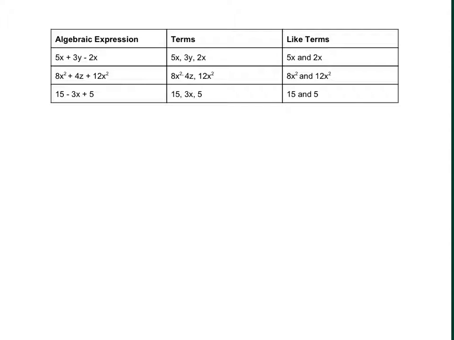or if it's 8x cubed, it could only be combined with another x cubed. Last example is 15 minus 3x plus 5. Our terms are 15, 3x, and 5. You notice we only have one variable and it's our 3x. So it's like, oh, Mrs. Twisdale, there's not anything that I can combine. Well, there is. In the definition on the previous slide, it said that the numerical terms or number terms are like terms. So 15 and 5, those are like terms because they are numerical or number terms. So those can be combined when we're talking combining like terms.